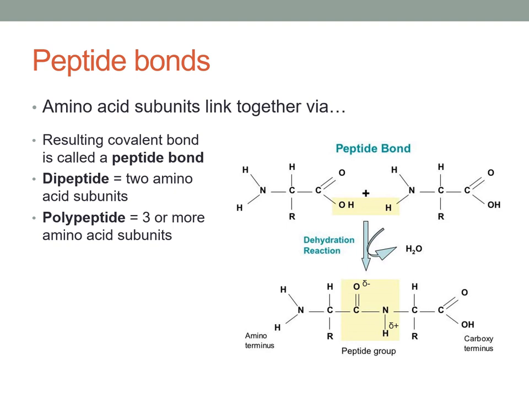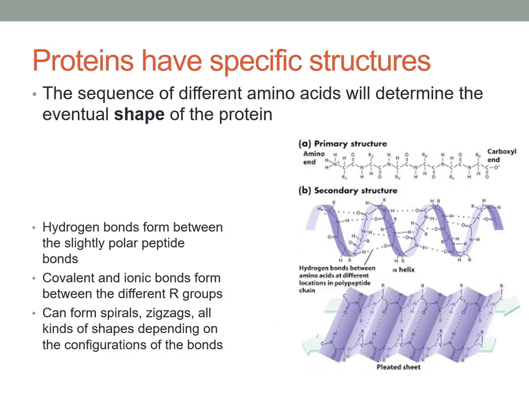If you have just two subunits together, sometimes that's called a peptide or a dipeptide. If you have a lot, like three or more amino acid subunits linked together, that's called a polypeptide. I don't care that much about that, but if you see that, I want you to know what it means and not be confused. All right, so proteins. Oh, I brought a prop for this.